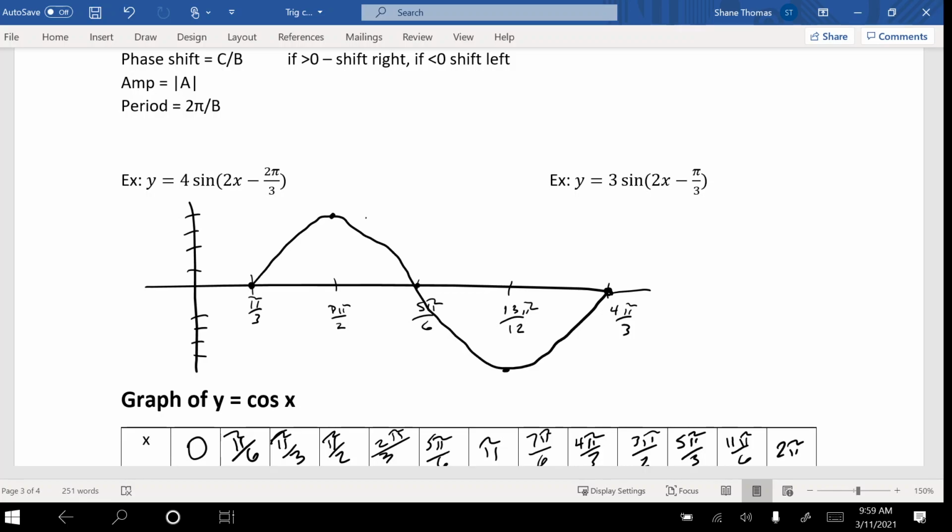Right, so you can see, looking at this graph, all we did was take this whole thing and shift it pi over 3 over, right? All right, that's pretty slick looking. That's a pretty graph still.